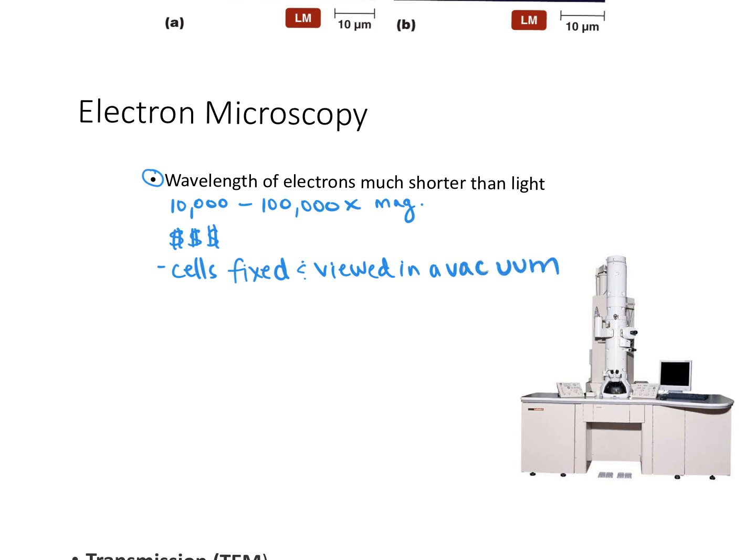So in the absence of air, because air will scatter those electrons. So, excuse me, do that in a vacuum. All right, so this is a picture, I believe this is a transmission electron micrograph. You're not actually looking at the actual cells. It will show up on a computer screen, and the computer kind of constructs the image for you.